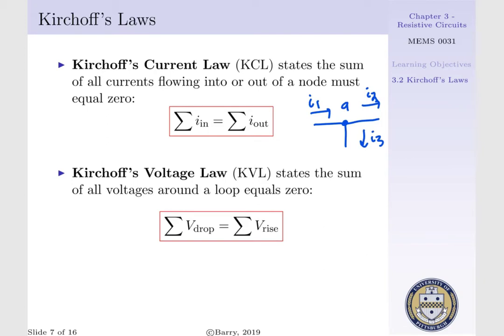Kirchhoff's current law is a continuity of charge carrier. That is, the quantity of charge carriers entering a node must be equal to the quantity of charge carriers exiting a node. That is to say, we cannot create nor destroy charge carriers within our system.